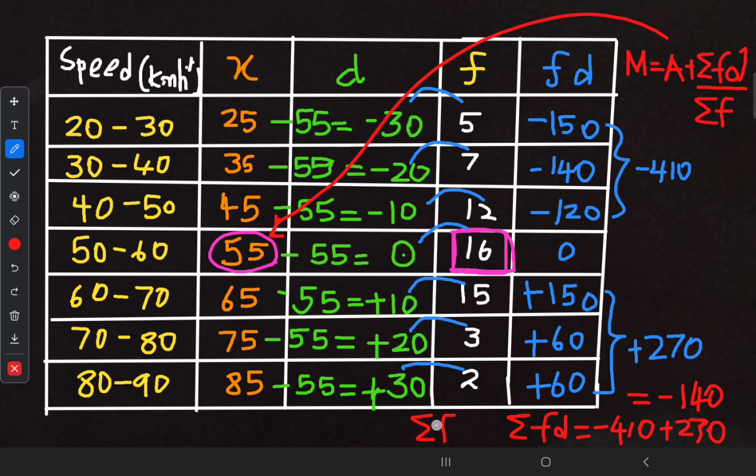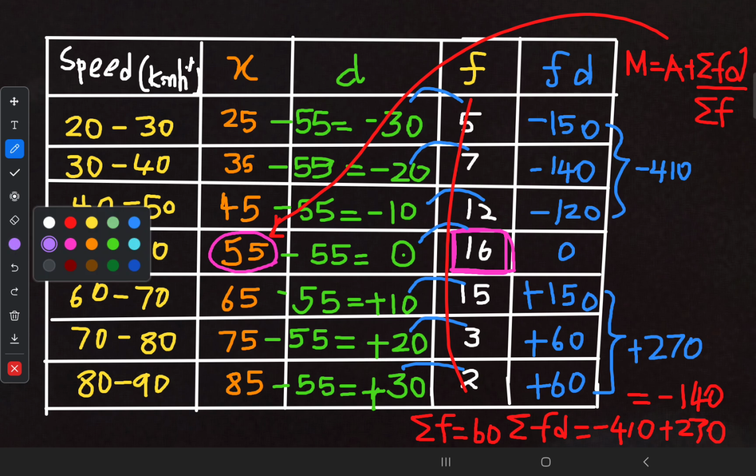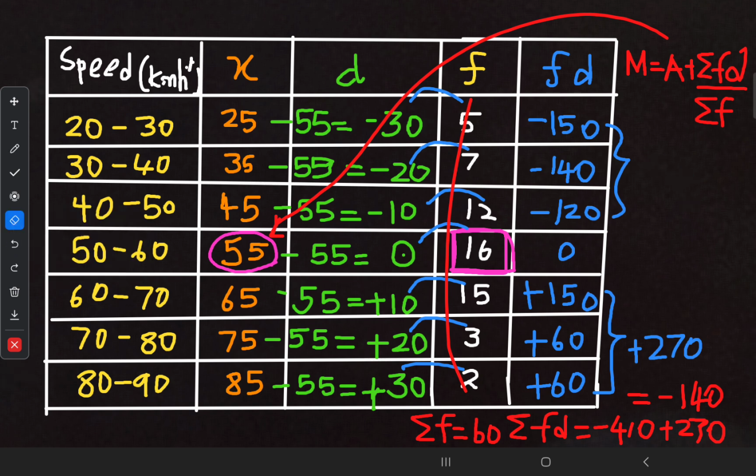Similarly, we need to find sigma F, the summation of F. For that, let's add the F quantities. 5 plus 7 plus 12 plus 16 plus 15 plus 3 plus 2. That will give you the summation of frequencies as 60. Now we identified all the values which we need to find our actual mean. Mean is equal to assumed mean plus sigma FD upon sigma F. Let's substitute the values in the formula. Our assumed mean is 55.